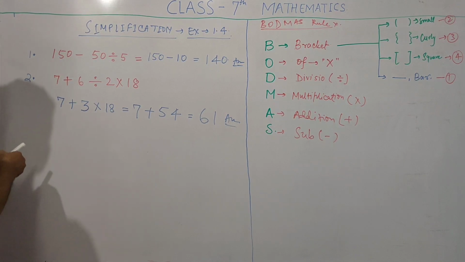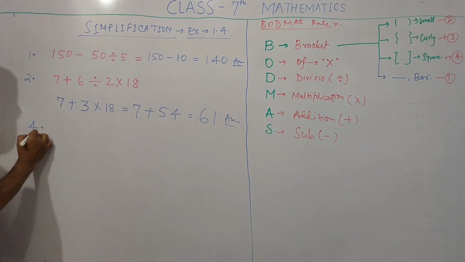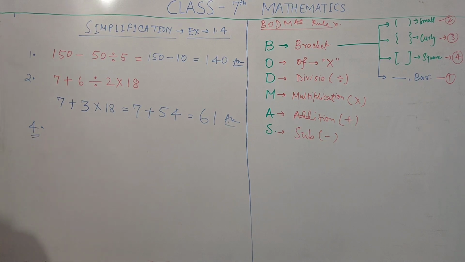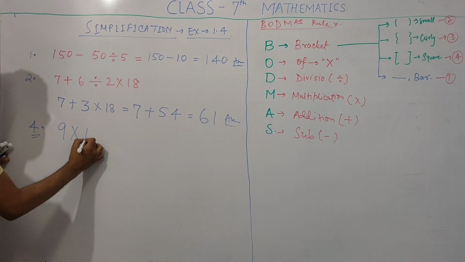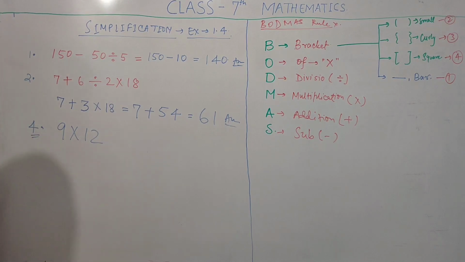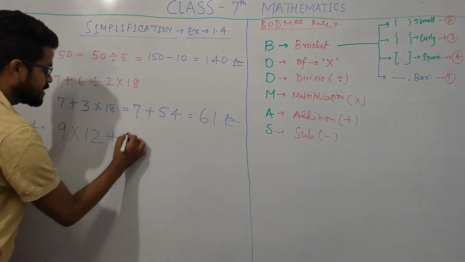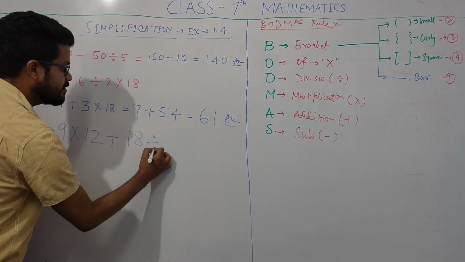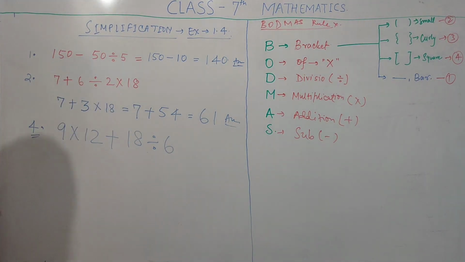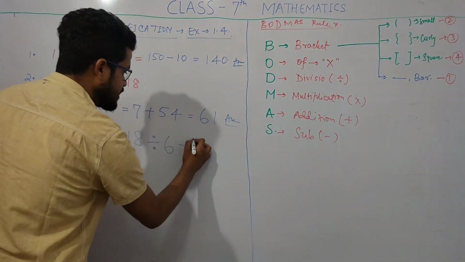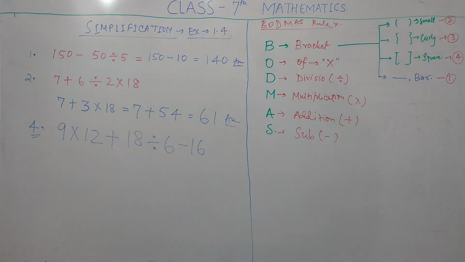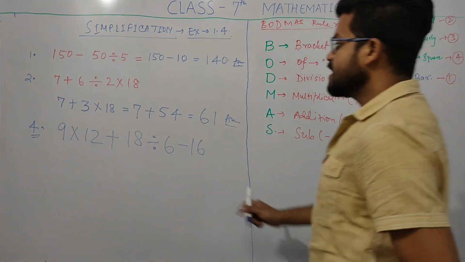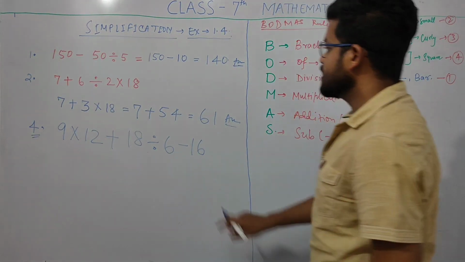Question number 4. This is your homework. 9 into 12 plus 18 divided by 6 minus 16. Okay, this is the question: 9 into 12 plus 18 divided by 6 minus 16.